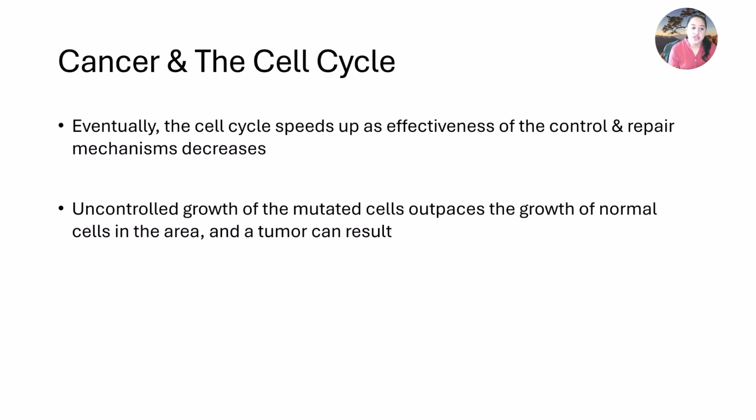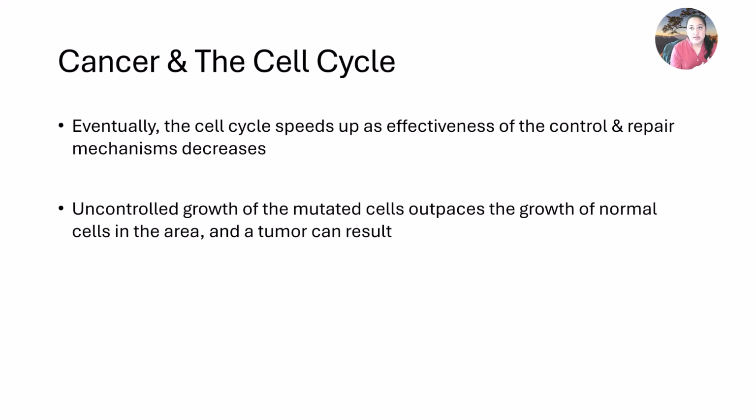So it's that uncontrolled cell growth of the mutated cells that ends up outcompeting and outpacing the growth of normal cells in the area, and that is how a tumor can result. That's why treatment options usually include chemotherapy, because you're trying to kill cells that grow really, really fast, like the ones here. And then you can have unintended consequences because you're just targeting fast-growing cells, and that might end up affecting your normal cells.